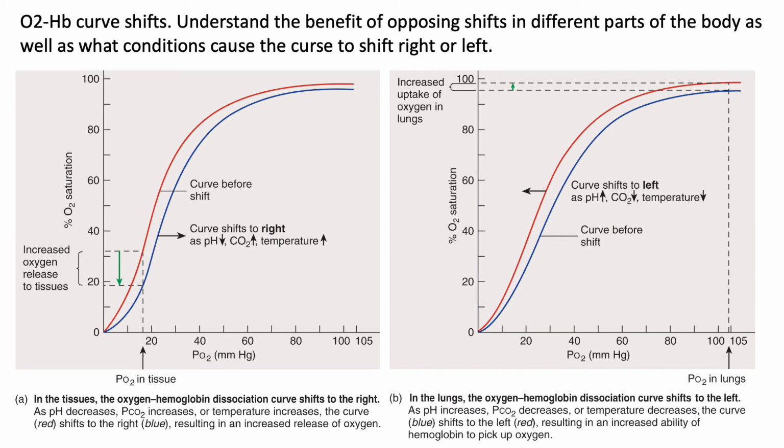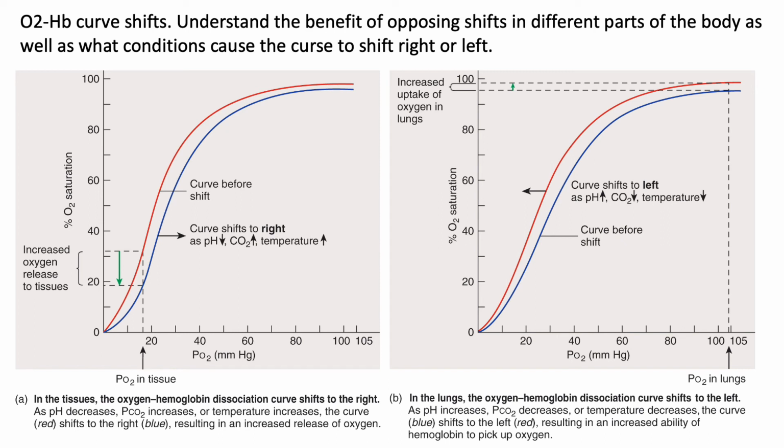It has gone from the red curve to the blue curve, and that is a response to a decrease in pH or an increase in CO2, which remember, CO2 equals acid. Anywhere you see carbon dioxide, it will tend to decrease the pH of that region, and an increasing temperature. So a shift to the right is what you see in the tissues of the body.